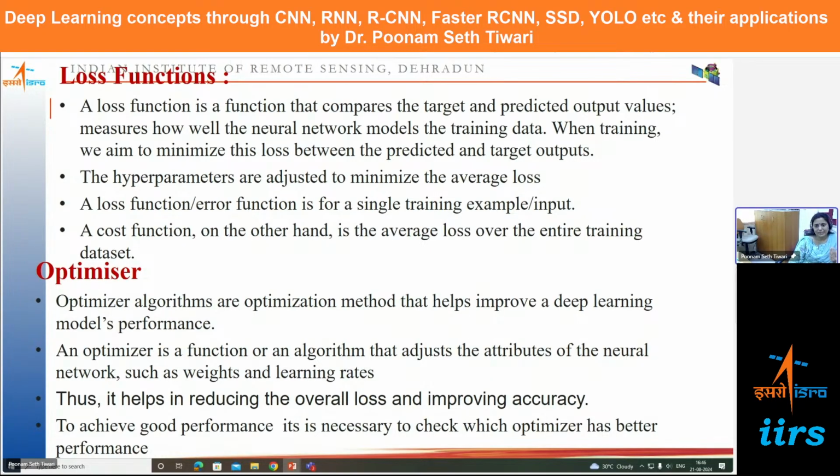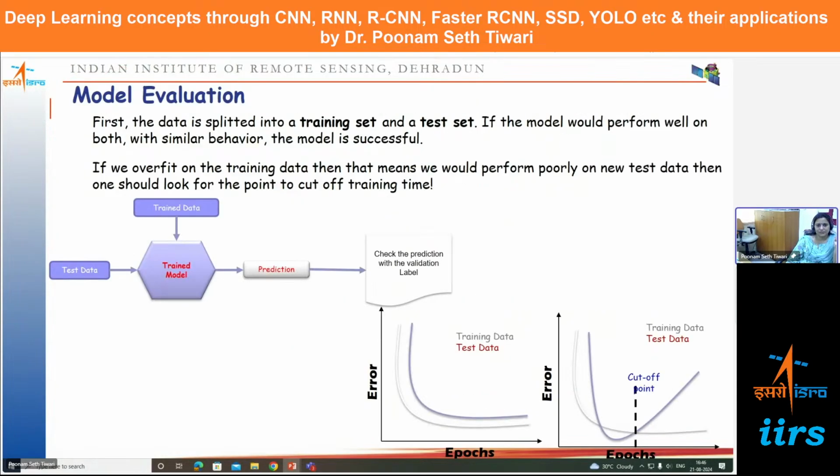Then we have optimizers. Optimizers are algorithms which improve the deep learning model's performance. There are various types of optimizers available, so that is also one of the hyperparameters. An optimizer helps in reducing the overall loss and improving the accuracy.